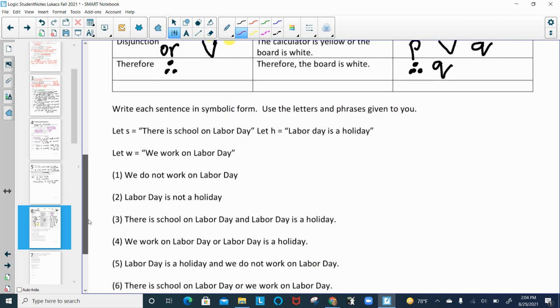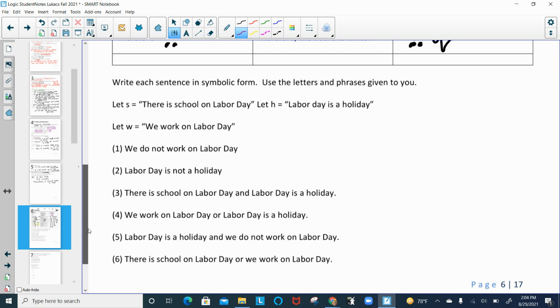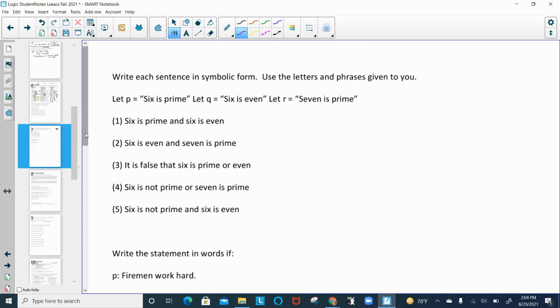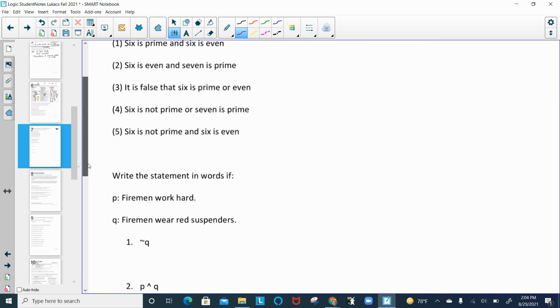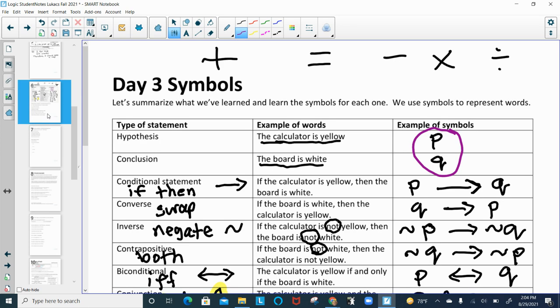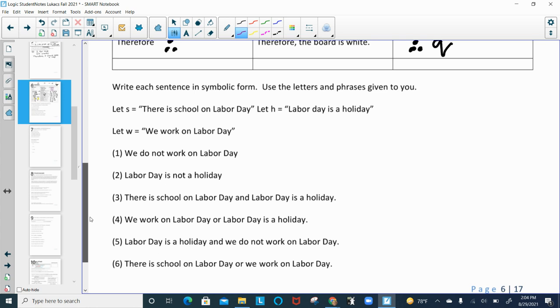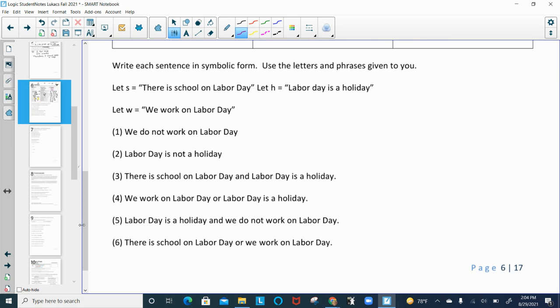So here's an example of different letters, and we're going to do this one together. And then on the next page, you'll see that there's a couple more examples, so we'll be able to get some practice in. But I want to do a couple with you just to get you used to it. Now notice at the beginning it says, use the letters and phrases given to you.